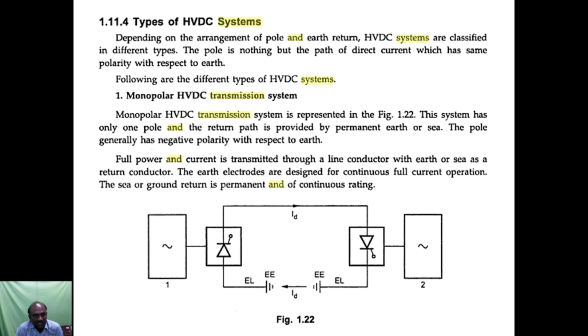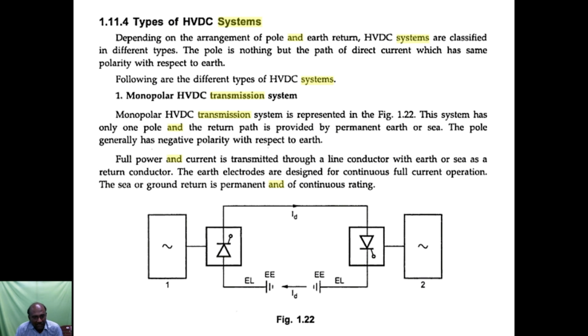Types of HVDC systems. Depending upon the number of conductors used, and the number of components, the inverters and rectifiers used, we can classify the HVDC system into three types. The first one is monopolar, then bipolar, and homopolar.